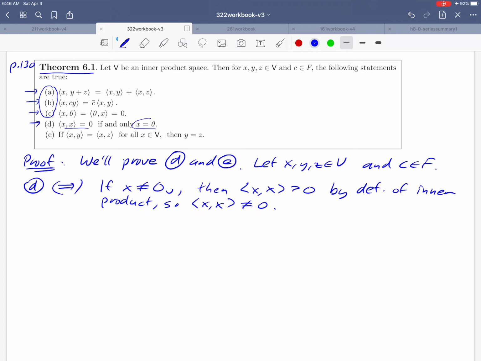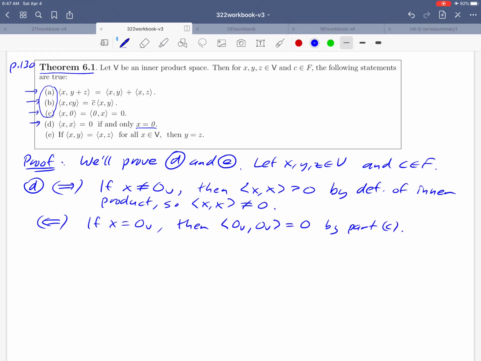Okay, we started by assuming that x was not 0 and proved that this condition, that the inner product of x with itself is 0, is also not true. Okay, so going in the reverse direction, this direction of the proof will do directly. Okay, so here we'll start by assuming that x is the 0 vector. Okay, we'll take the inner product of it with itself. Okay, and I claim that that inner product is the scalar 0 by using part C.